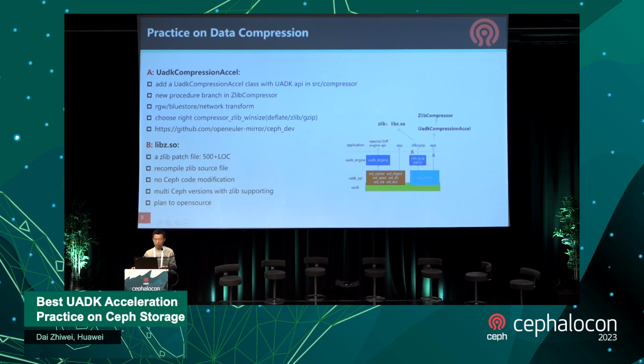Okay, this is our source code. Another one, we have also supplied a zlib patch file of just 500 lines of code. We should recompile the zlib source file to get the new version dynamic library. But there's no need for any Ceph code modification. Also, it supports multiple Ceph versions with zlib support. And we plan to open source it.